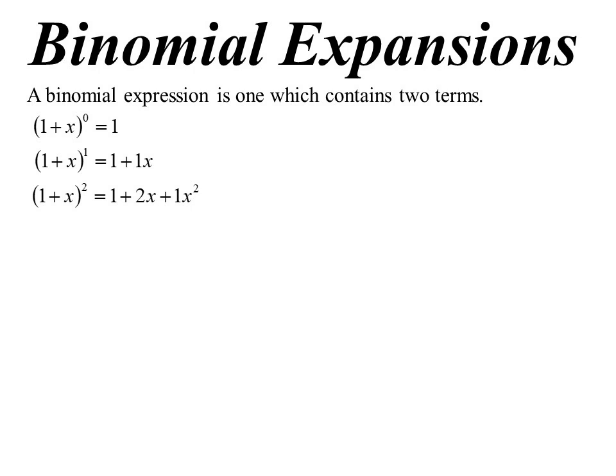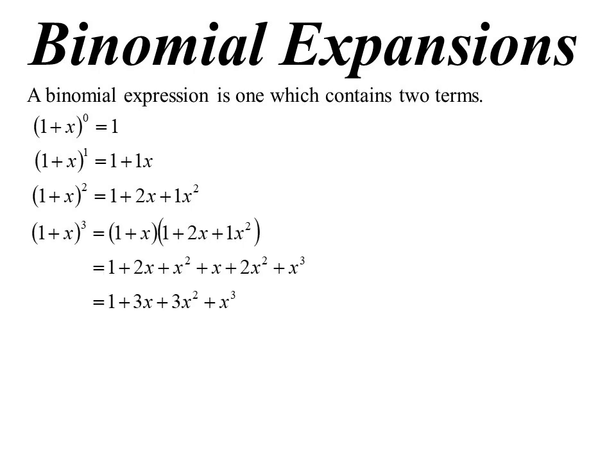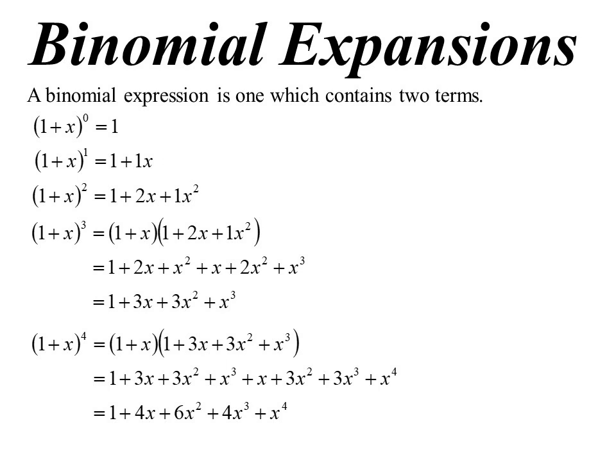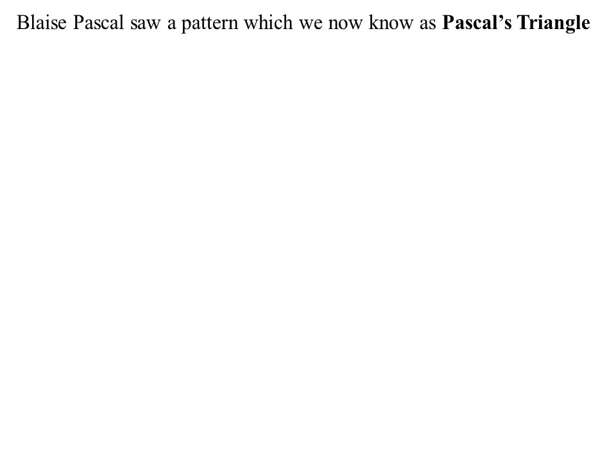Our perfect cube we know, but this is of course how we would get it. I'd just multiply the previous one by 1 plus x. I could do the same thing to create 1 plus x to the power of 4. A pattern starts emerging. Now that pattern is attributed to Blaise Pascal.